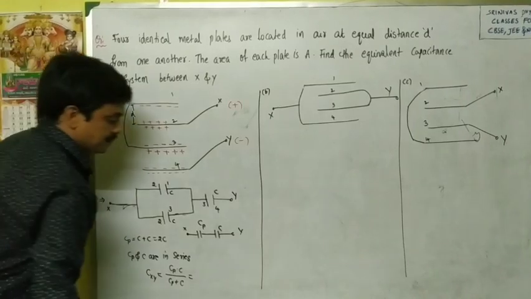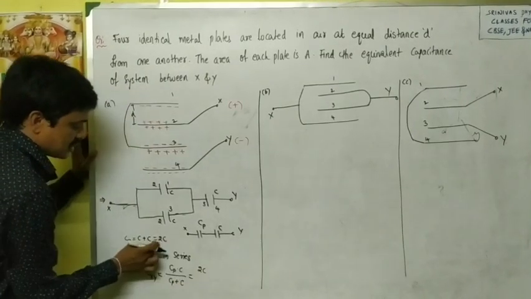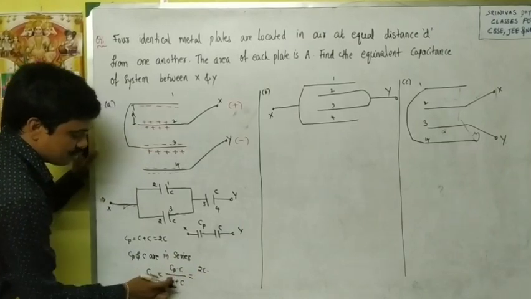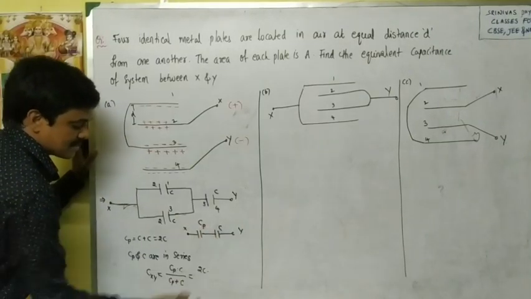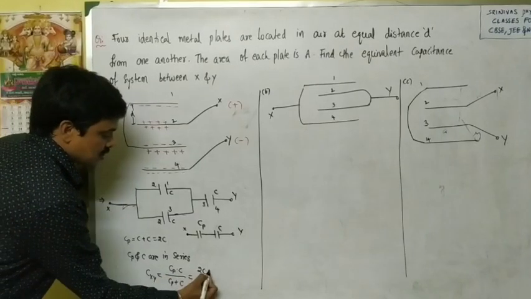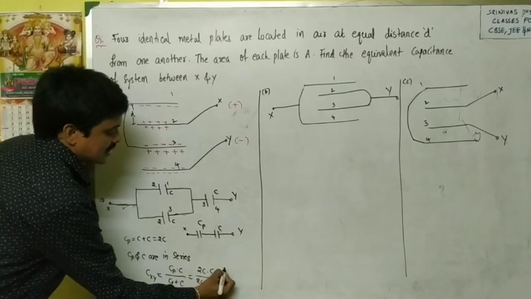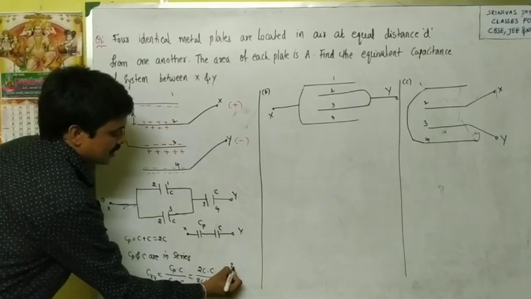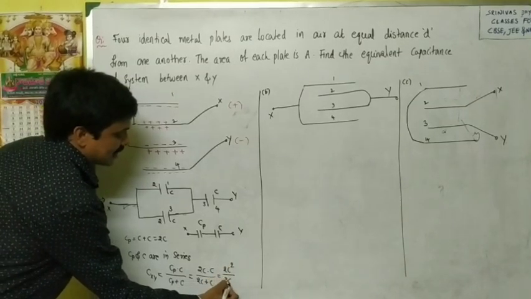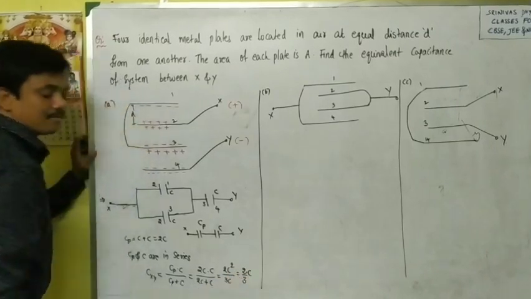Cp is what? Cp is 2C, right? Cp is 2C. These two are in series, so the effective capacitance is C1 C2 by C1 plus C2, right? 2C into C by 2C plus C. Then what will you get? 2C square by 3C. And then what will you get? 2C by 3. But what is C?